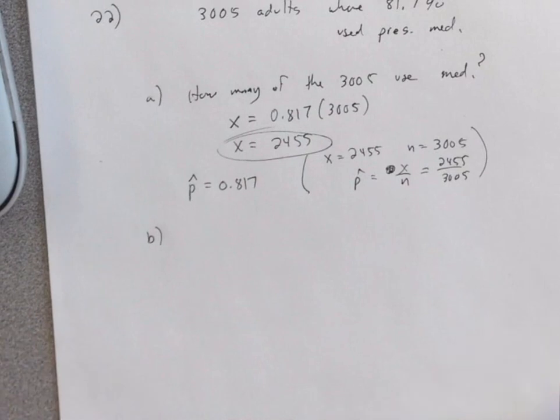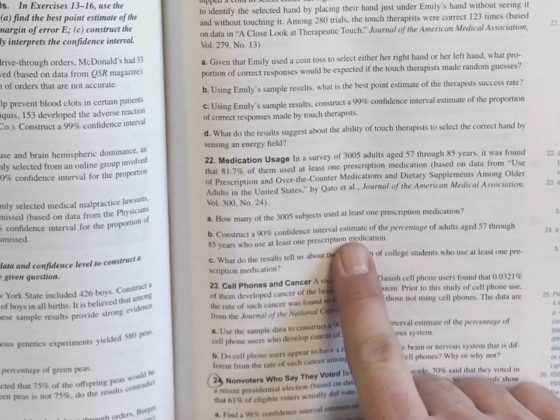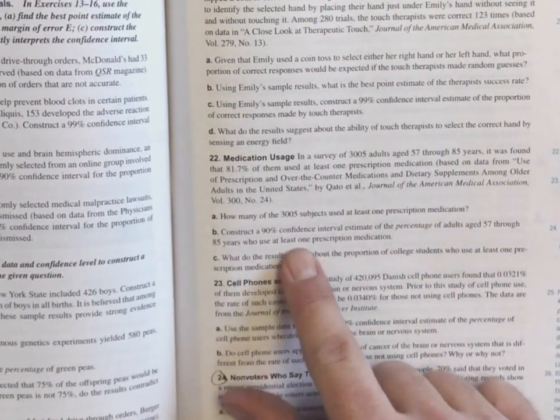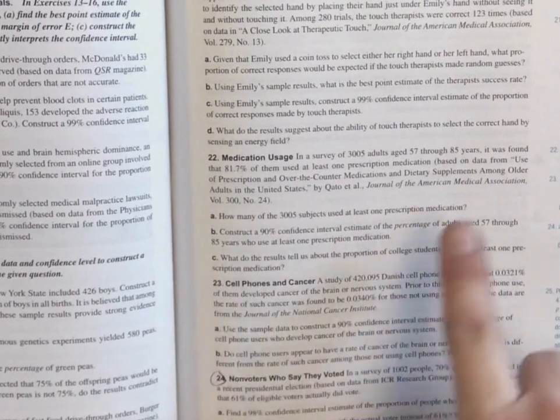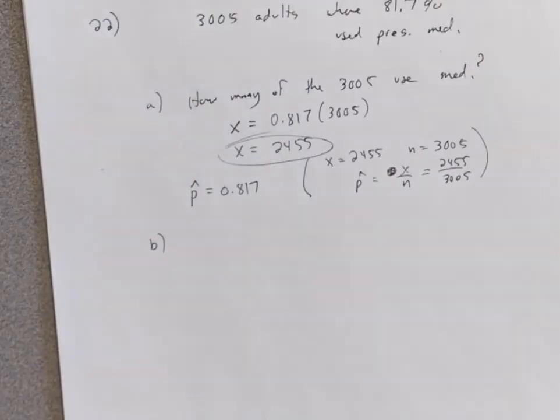Okay. B, they're asking, probably a confidence interval, but sometimes they ask it directly. Construct a 90% confidence interval estimate for the percentage of adults 57 through 85 that use at least one prescription medicine. Remember that they have to keep this 57 through 85 because this is what they tested, right? So they want to build a 90% confidence interval.